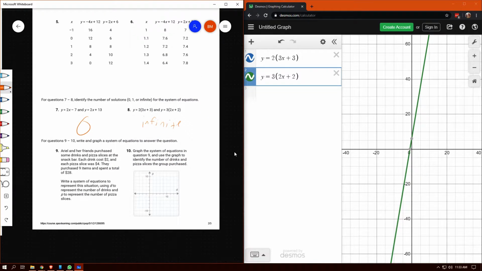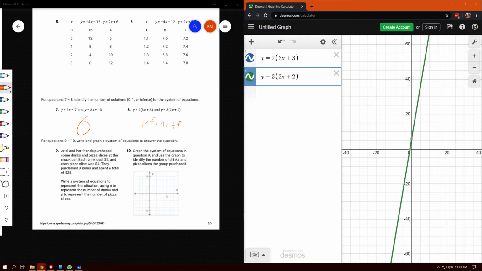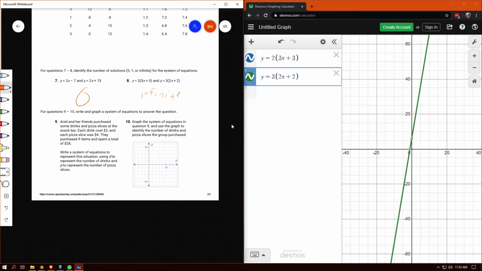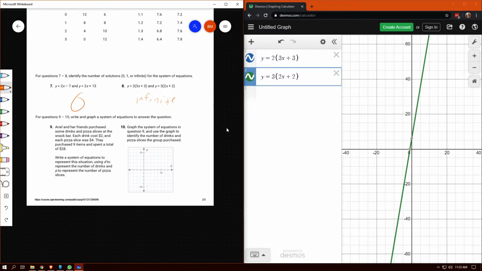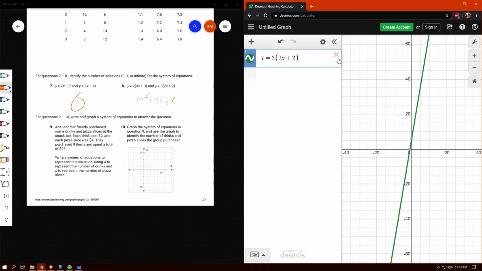All right, let's go down. Write and graph a system of equations to answer the question. All right, this should be fun. Ariel and her friends purchased some drinks and pizza slices at the snack bar. Each drink cost $2, and each pizza slice was $4. They purchased 9 items and spent a total of $28. Write a system of equations to represent the situation using D to represent the number of drinks and P to represent the number of pizza slices.